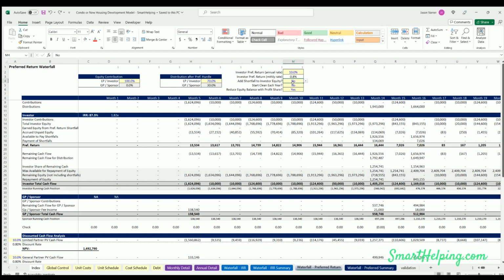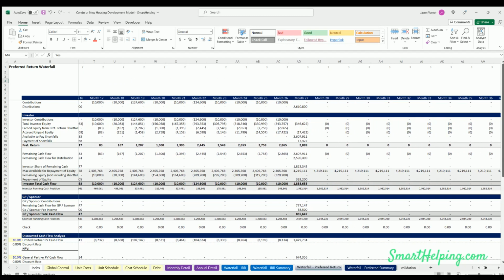Now there's a lot of options here. So add shortfall to equity. If we hit no, that means if there was not enough money to pay the preferred return for that month, it just adds to the equity basis for what the preferred return is going to be. So if we hit yes here, you can see this goes up a little bit. It's going to raise the IRR a little bit. So it's 87.4 if we are compounding. If we don't, it's 87.3. So not a huge difference. And again, this is a shorter time frame. We're only going 27 months.